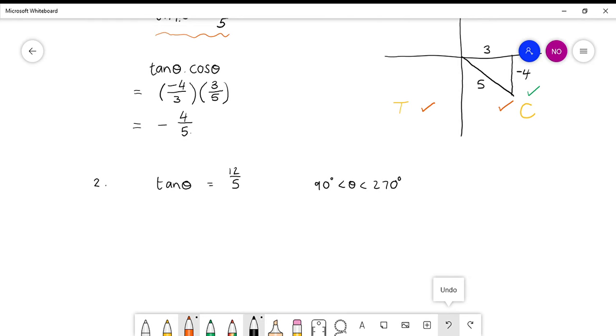Let's first get our triangle in the correct quadrant with all 3 the values filled in.